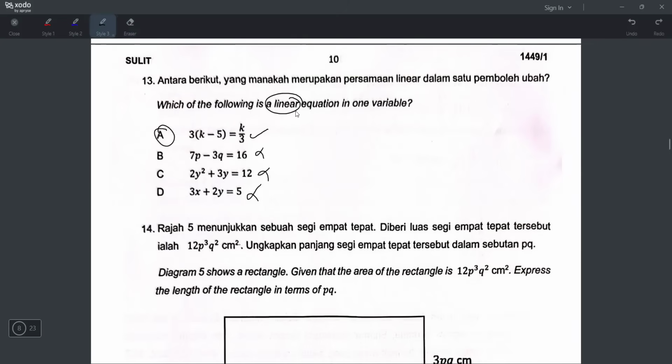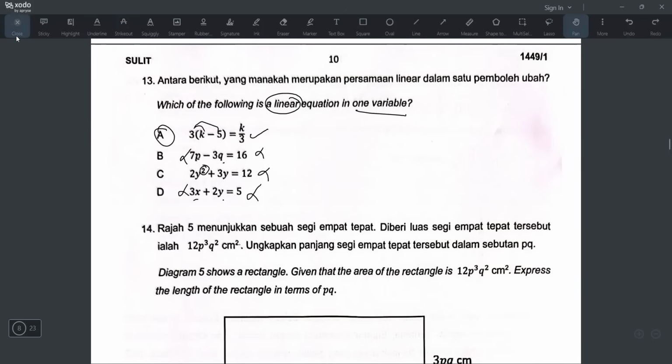Okay, but this one is just linear, so choose the highest power is 1, and they want in one variable. That is why B and D confirm wrong, because they have two variables, right? So it's either A or C, but the answer is A, because C cannot, since the highest power is 2. Because this one, even if you expand also, you will just get 3k minus 15 equals k over 3. And yeah, the highest power is 1. Okay, so that's why A is the answer.